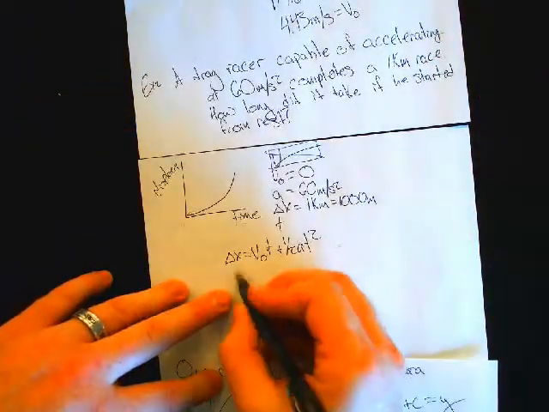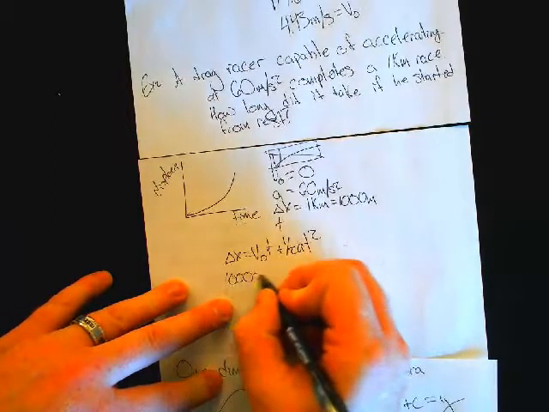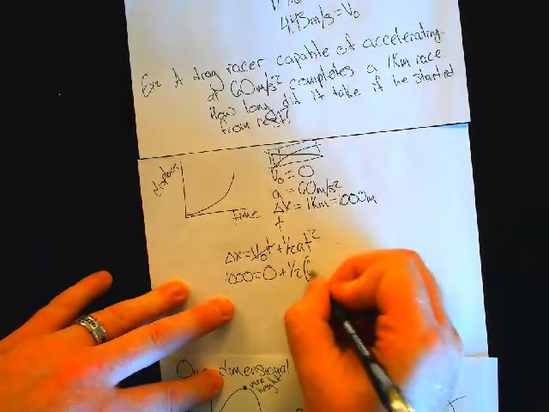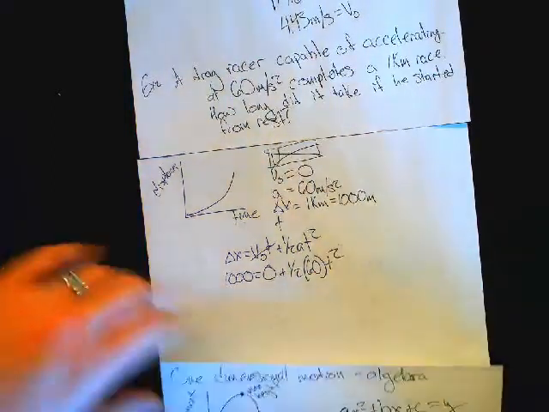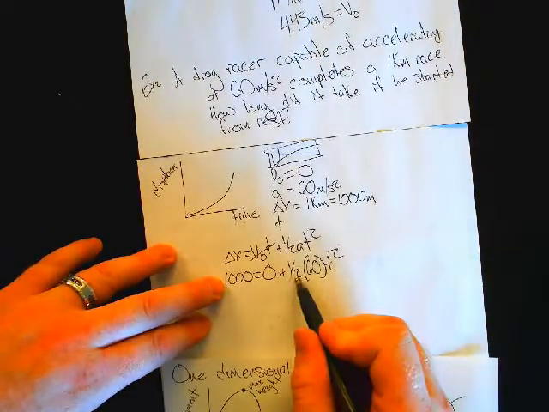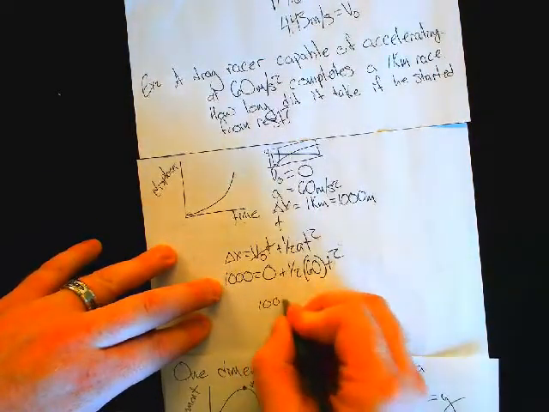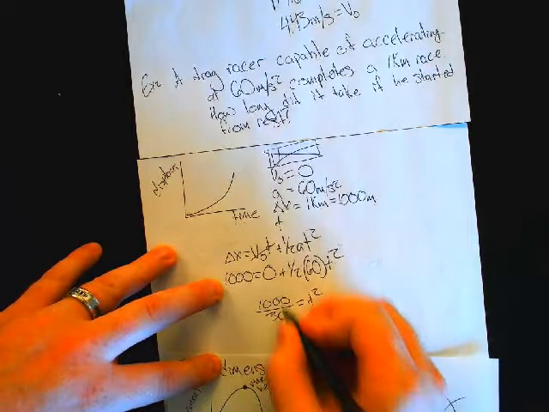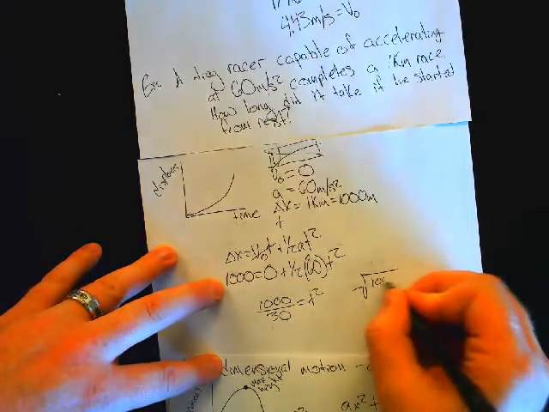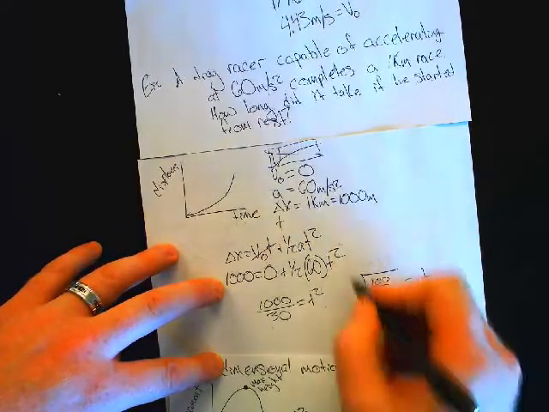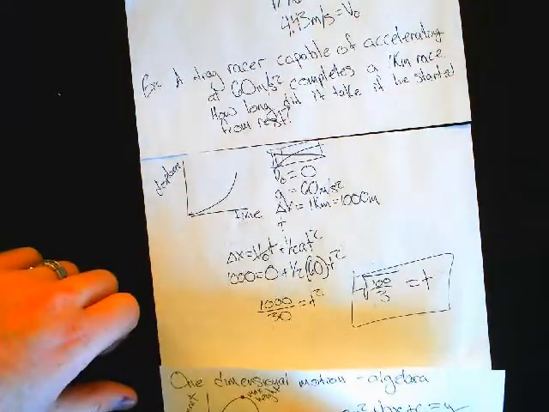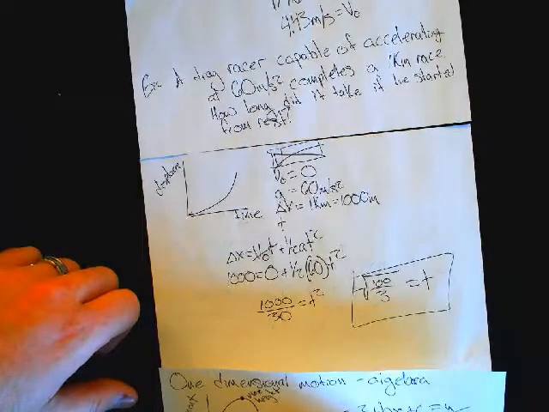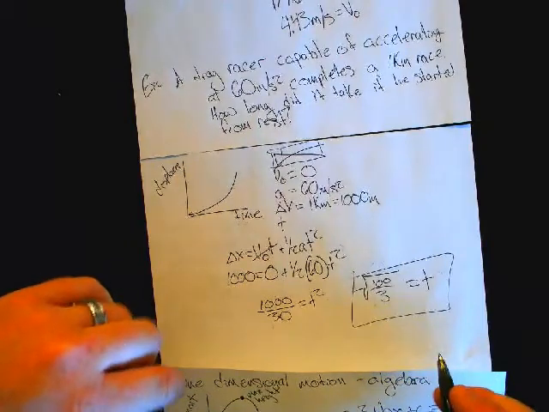Plug things in. 1,000 equals V naught times T, well, this whole thing is 0, plus 1/2 times 60 T squared. So 1,000, this is going to be 30. 1,000 over 30 equals T squared. Square root of 100 over 3 equals T. So, like square root of 33, what is that? Like 5 point something? 5.7, so 5.8? Okay.